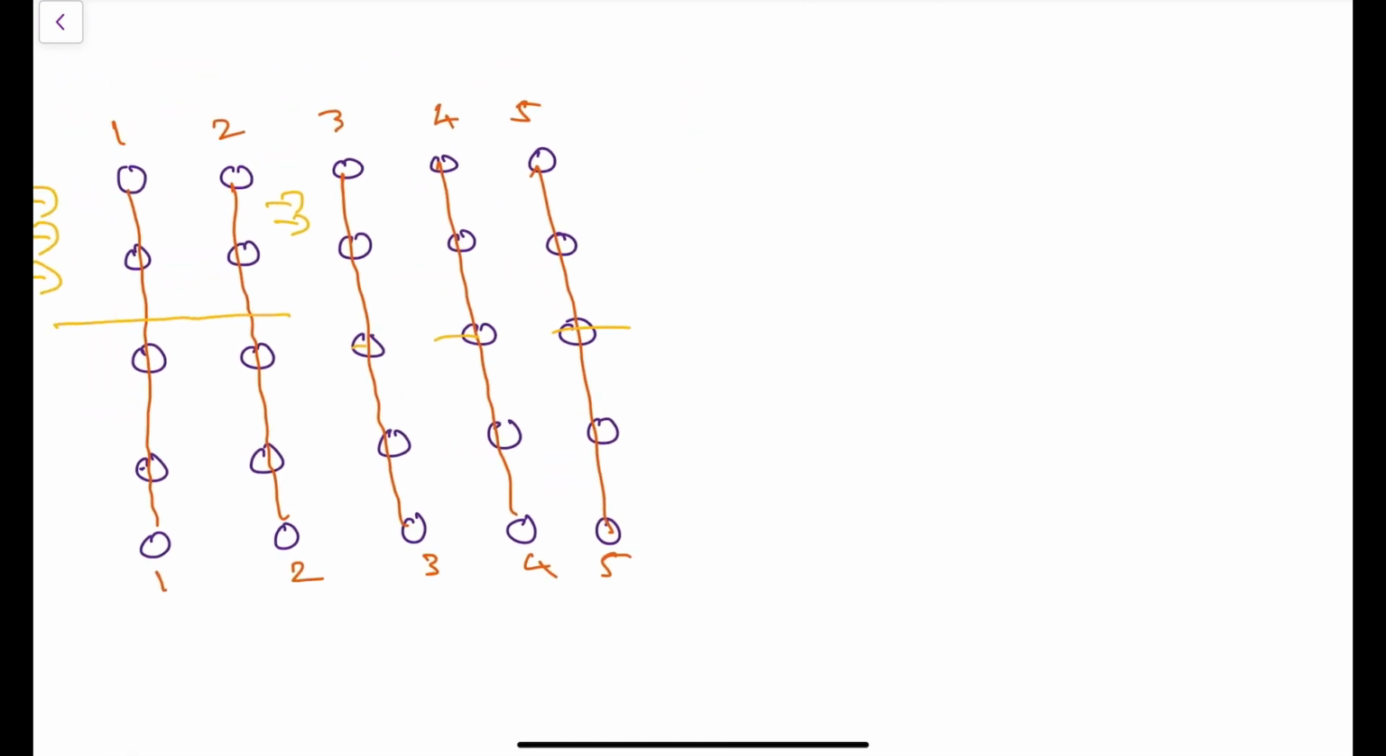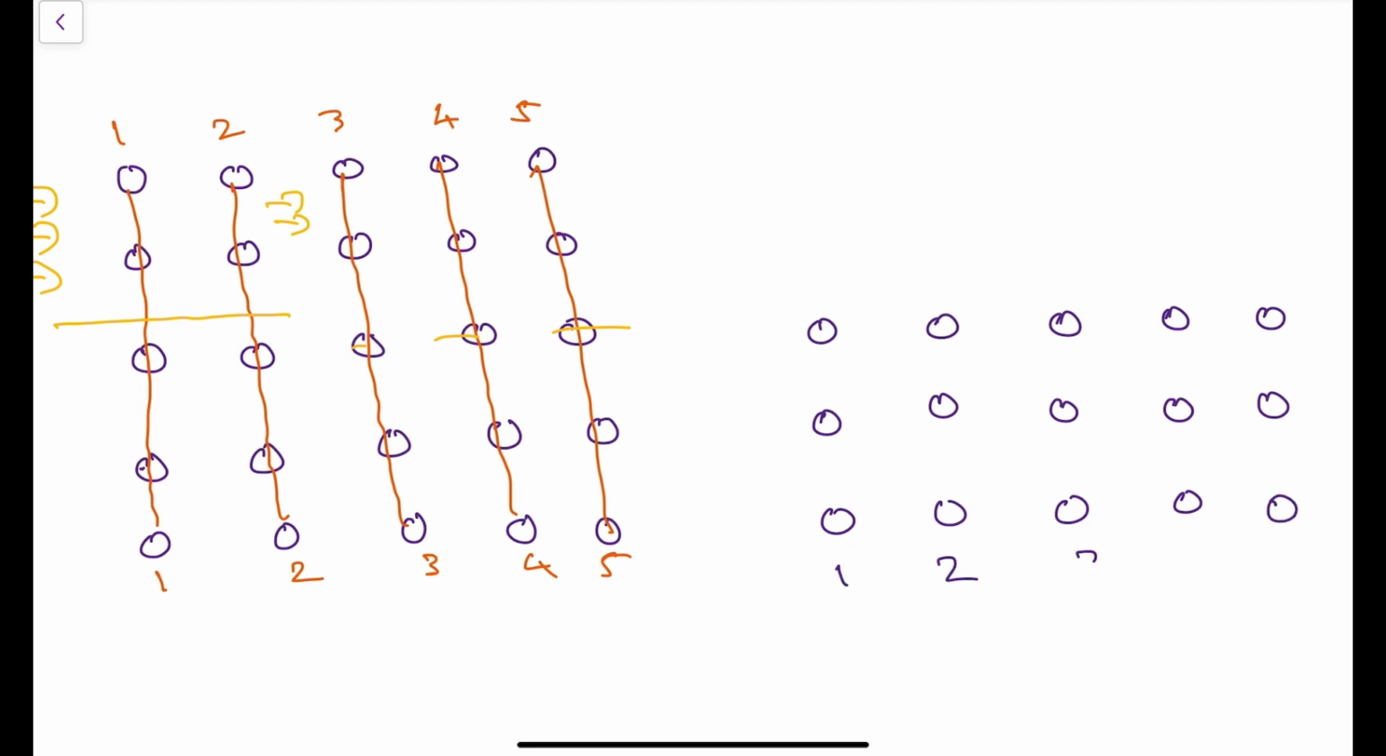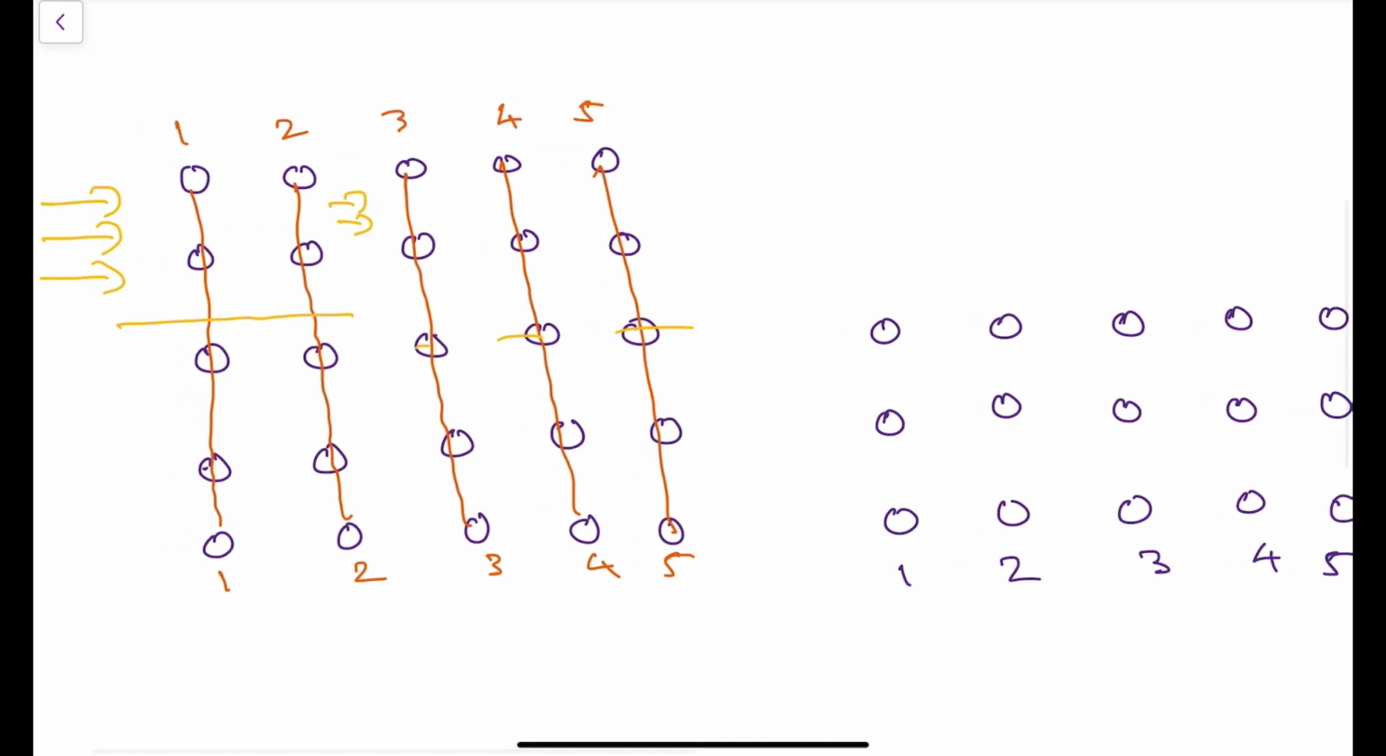Okay, here you can see this will remain just like that. So it is one, three, four, it is one, two, three, four, five, right?